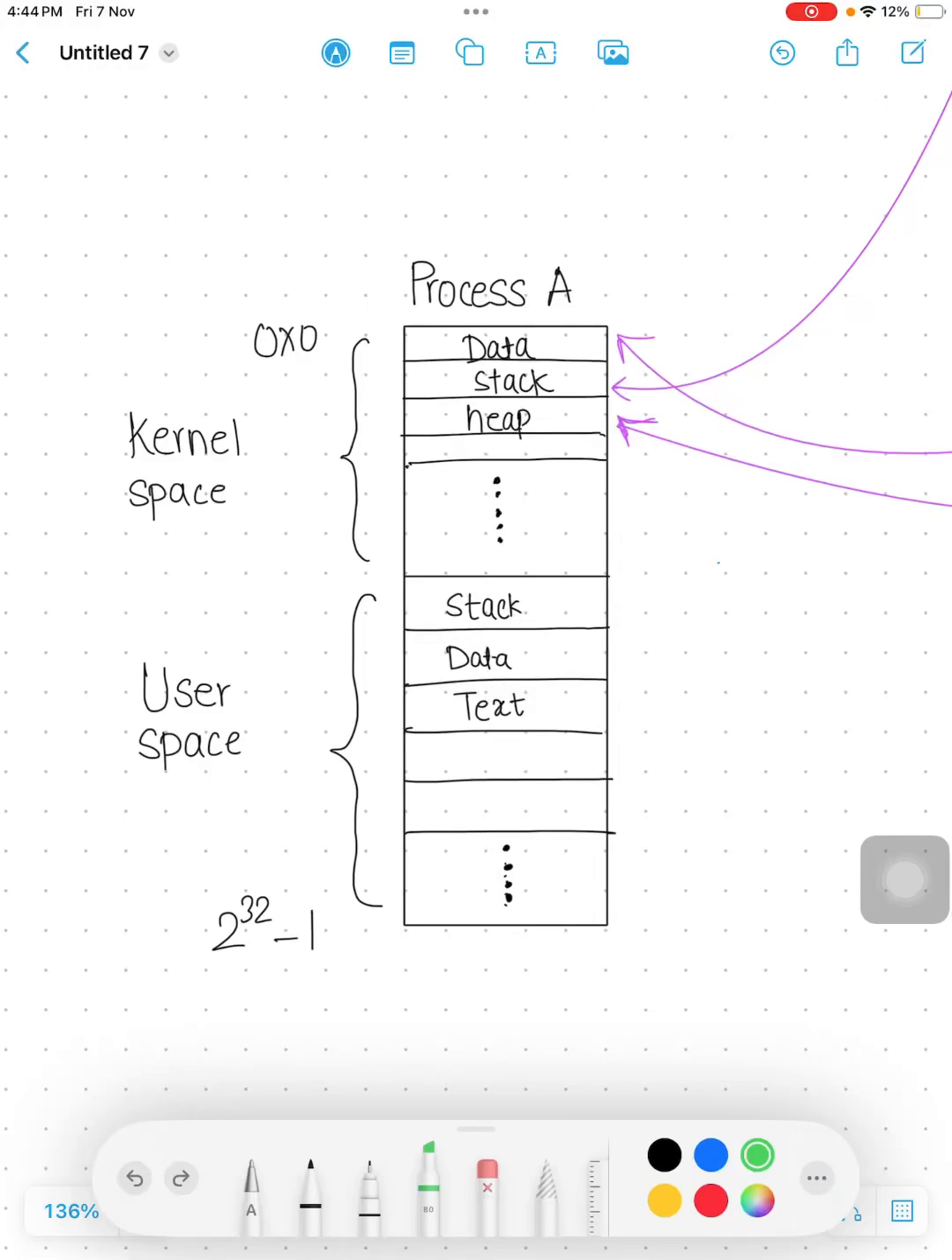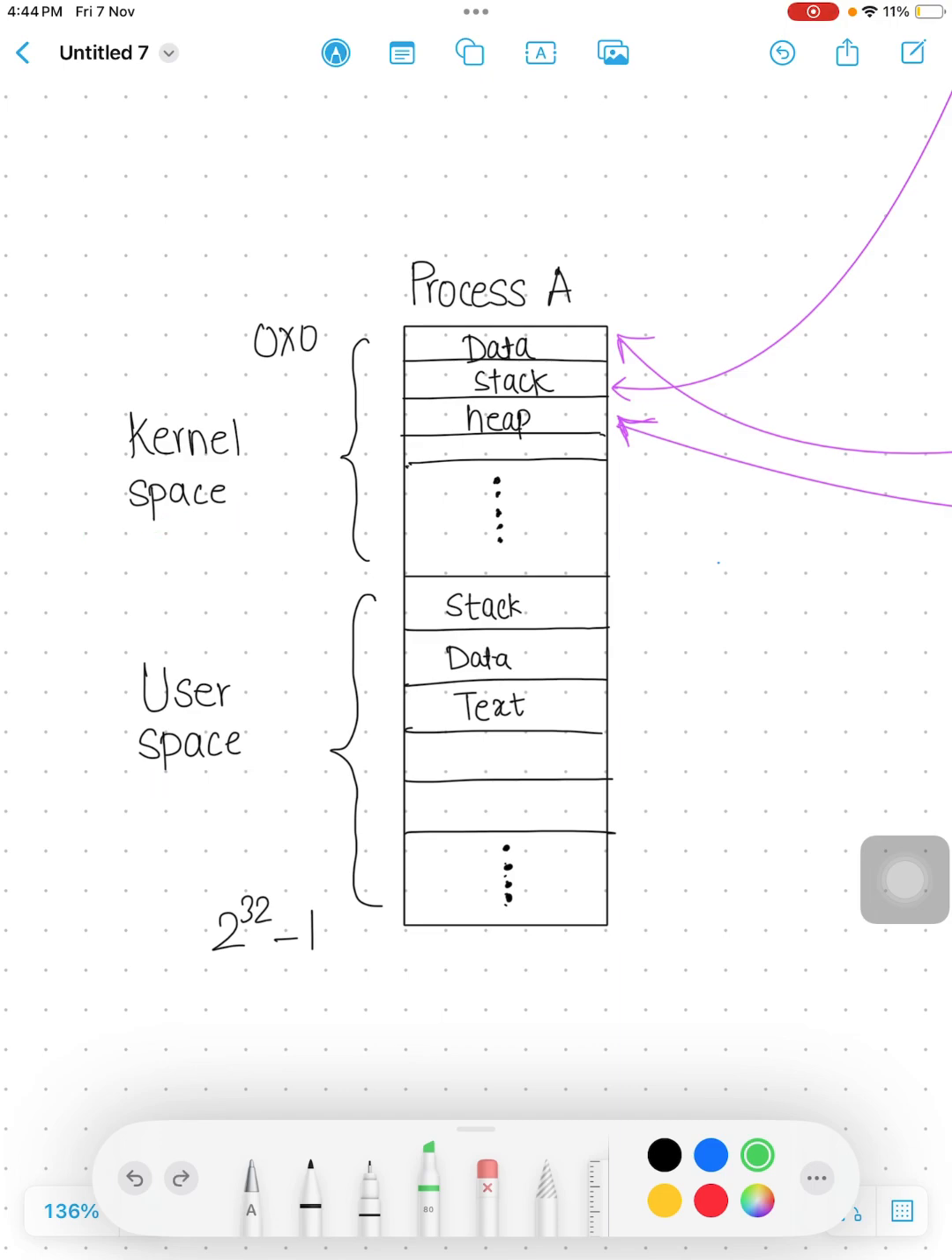Let's talk about kernel stack. So here is process A, and let's consider that we have 4 GB of RAM. So the first address will be 0x00 and the last address will be 2 power 32 minus 1. This virtual address space is divided into two parts. The first one is kernel space and the second one is user space.